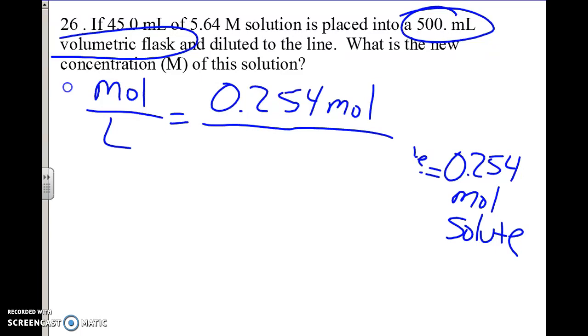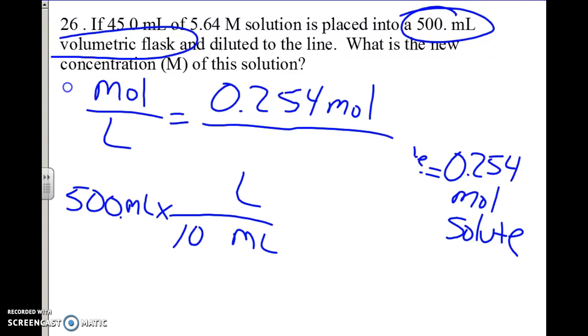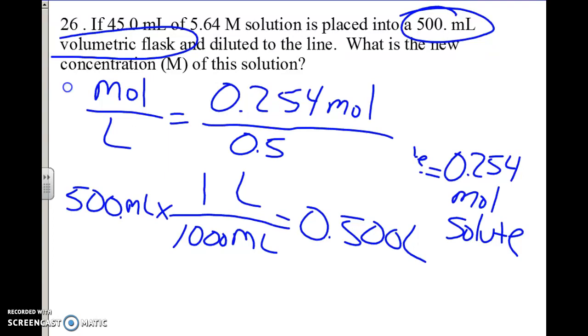500 milliliters you can convert, so 500 milliliters to liters, 1,000 milliliters in 1 liter, and you can get 0.500 liters. Or if you can do that in your head, that is fine. So you go 0.500 liters, and you solve that.